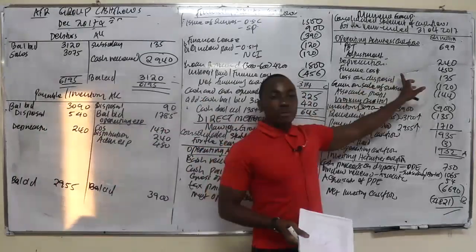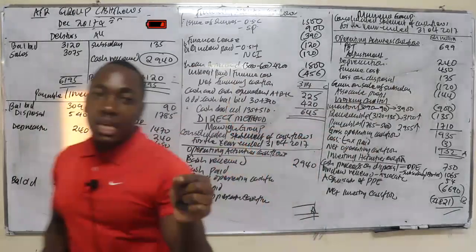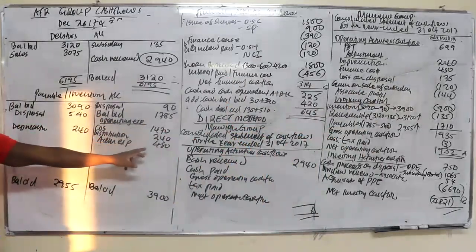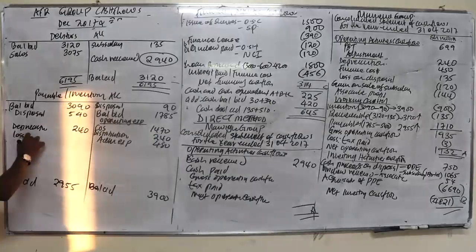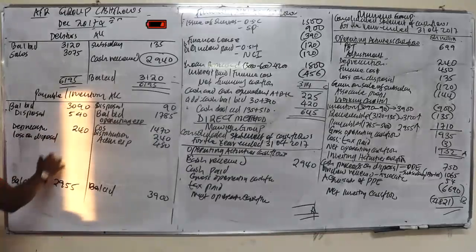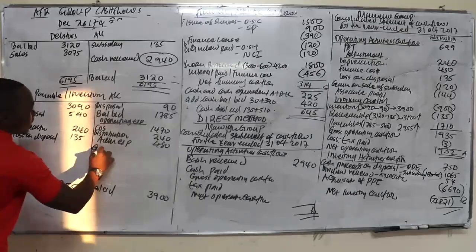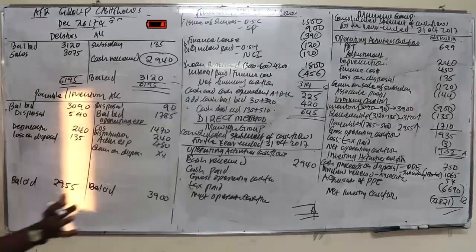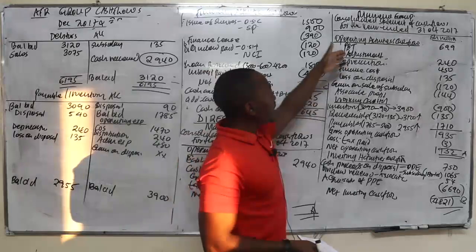Then what else? Finance cost, no. We have loss on disposal. Loss on disposal is reported as part of an expense. That means it's either part of cost of sale, distribution, or admin, but it's not an operating cash item. You eliminate the loss on disposal. How much was it? 135. In case it was a gain, you bring it this side, gain on disposal. Nothing else. You want to look at the depreciation, impairment, and then gain or loss on disposal.